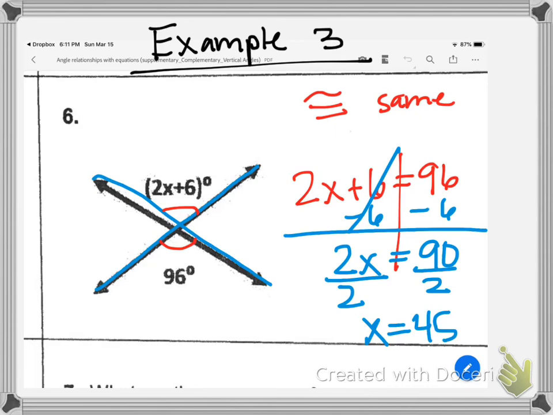Okay, and so remember, x here is not the angle itself, but rather the x value. Okay, so we don't have to have a degree there.